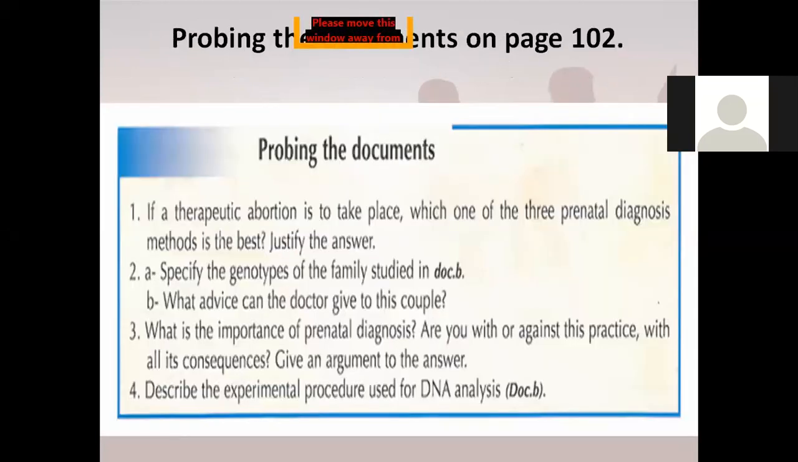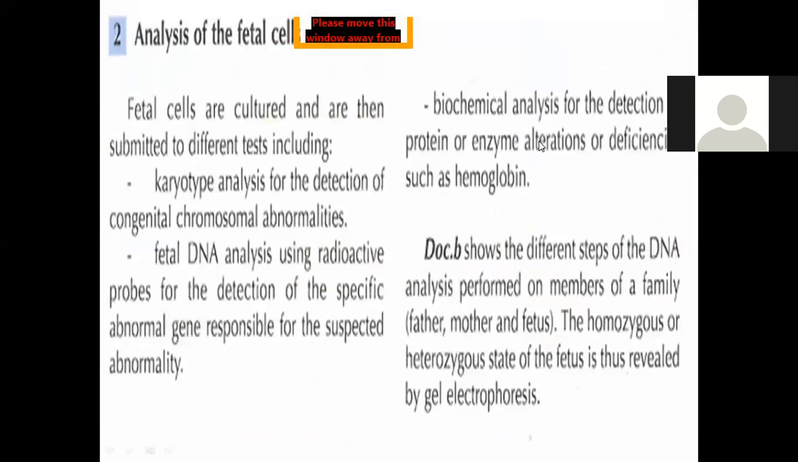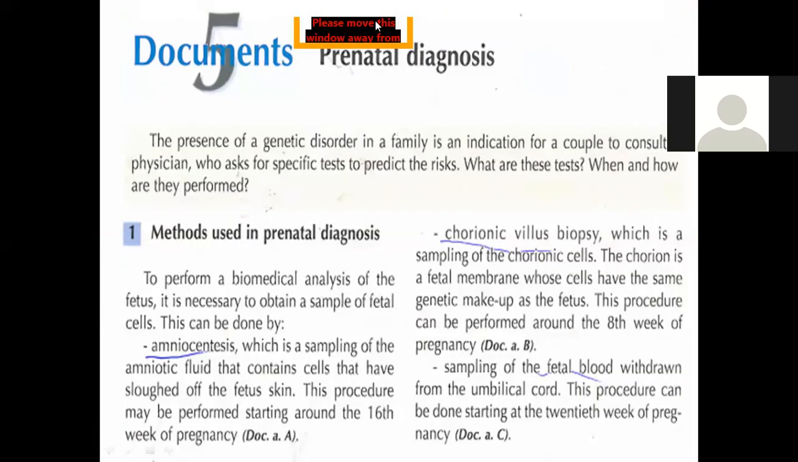Okay, so here let's see which one is the earlier one. So here we move to the techniques. First technique is the amniocentesis. It starts from the 16th week of pregnancy. Chorionic villus biopsy, 8th week. While the last one, sampling of blood cells, is done from the 20th. So which one starts earlier? This one, the chorionic villus biopsy, and this will be more safe for the mother.